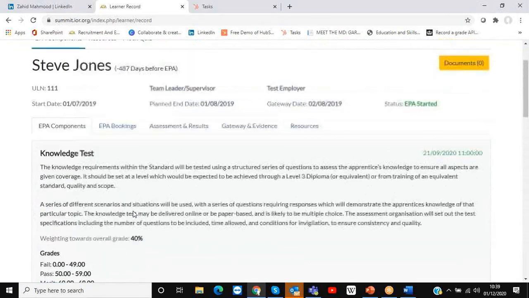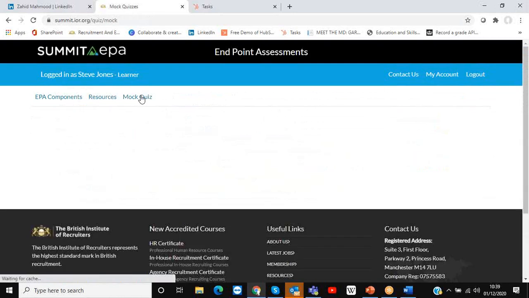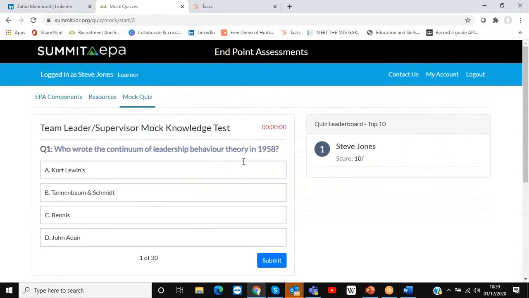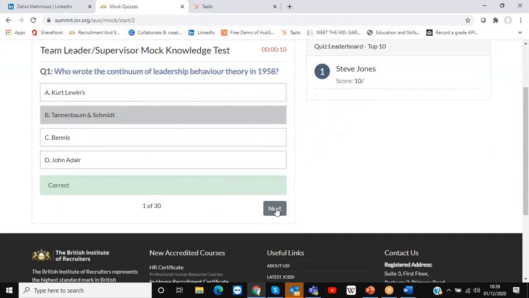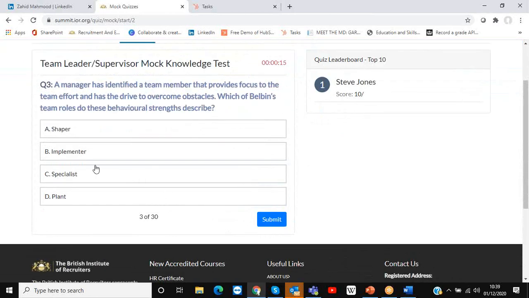So there are only 3 components that we take the learners through on the team leader, and only 4 components on the ops departmental manager, because there is no portfolio for the ops departmental manager currently as well. So they can pick up the mock quizzes here, and they can do these under time conditions. So they'll get their question and 4 possible answers. Just going to click through a few of these.